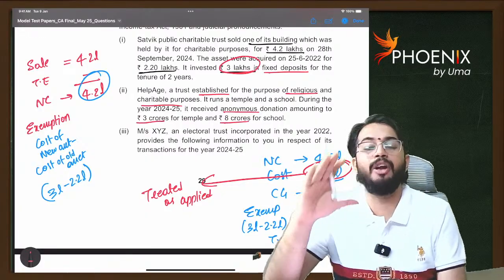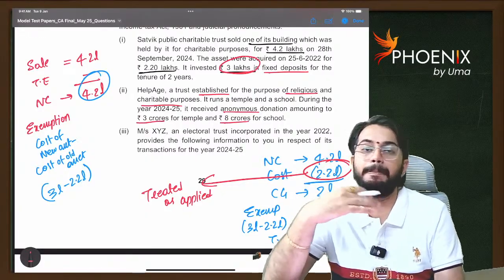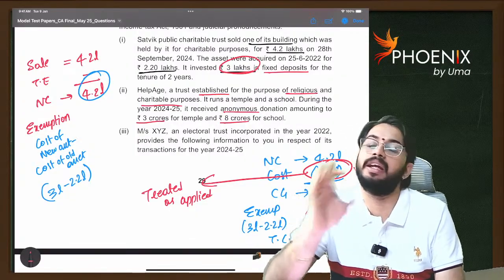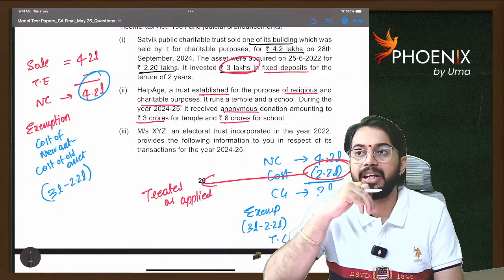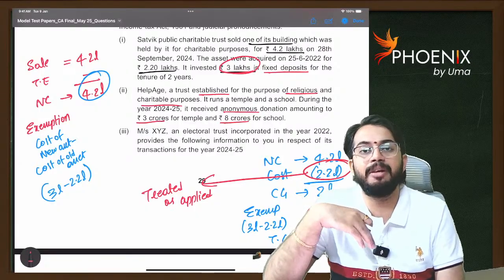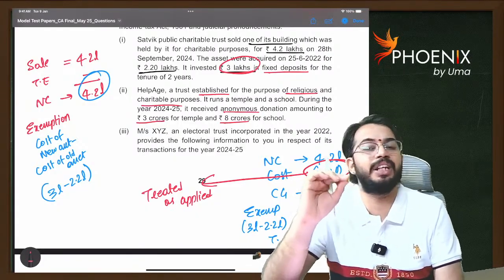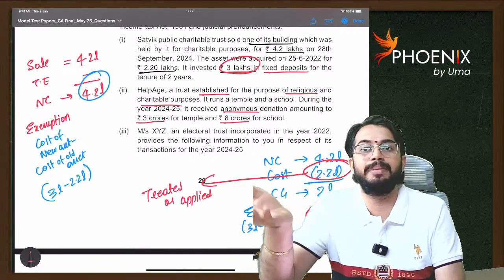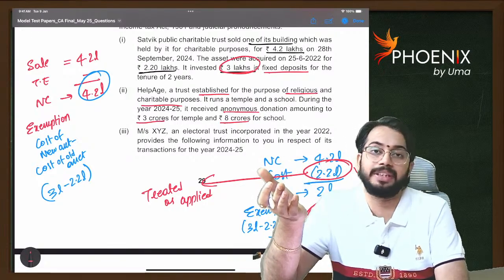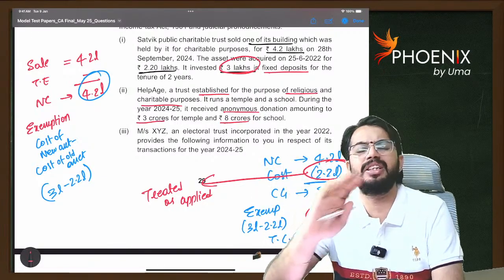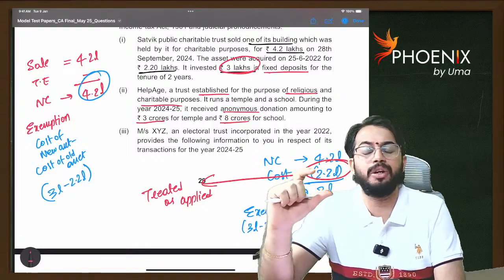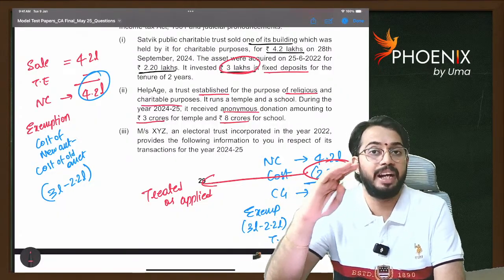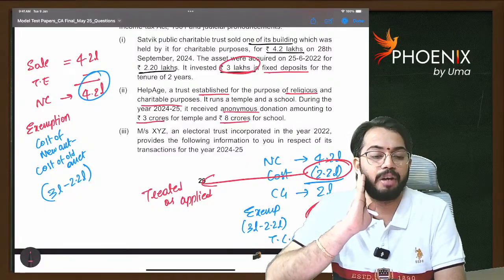See, if anonymous donations are received by a temple, a religious trust, then section 115BBE is not applicable. However, if anonymous donations are received by a charitable trust, then section 115BBE is applicable. Anonymous donations are taxable at the rate of 30%. Are you able to understand? But deduction is allowed. 5% of total donations or 1 lakh, whichever is higher, will be allowed as deduction. Balance is taxable at the rate of 30%.